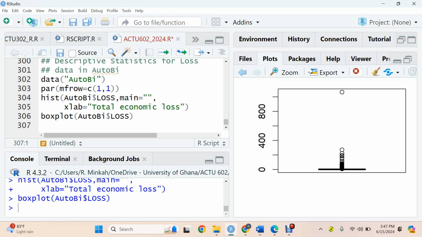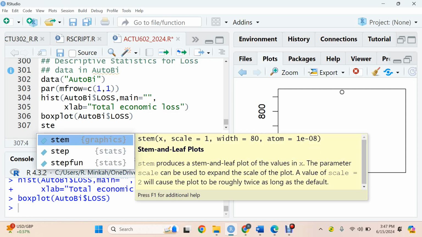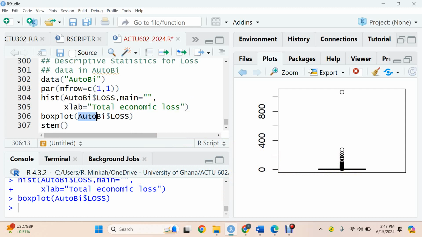Okay, so if you look at this, it's the same as the histogram. You have outliers which are so huge. Okay, there were some claims that were so huge, so they are making everything look like there's nothing over there. But there is. Okay, all right. So that's it with the plot. We can use the stem and leaf as well. Okay, stem, auto BI loss as well.